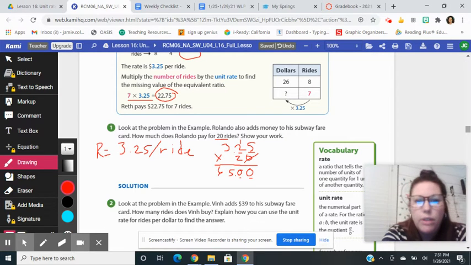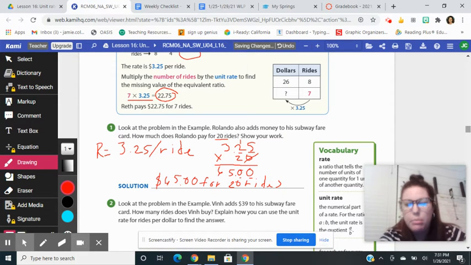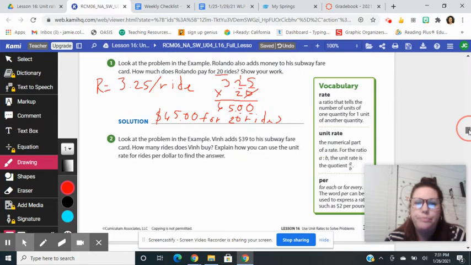So he's going to get 65. Oh, it's $65 for 20 rides. Excuse me, I used my wordage wrong. So $65. Our process was correct, but I was looking for amount of money, not rides. I think I said that wrong at the beginning of the video. So $65 for 20 rides. Okay, so that was pretty simple enough. Okay, so let's continue on with number 2.